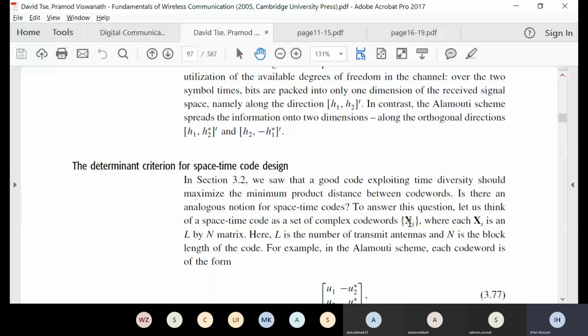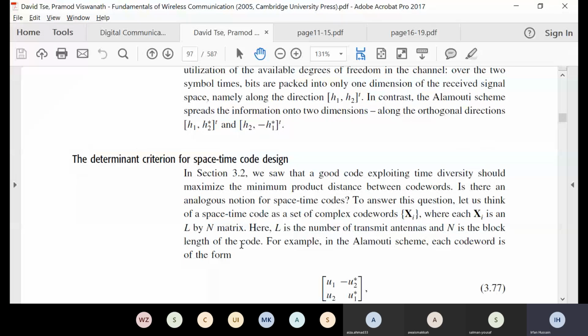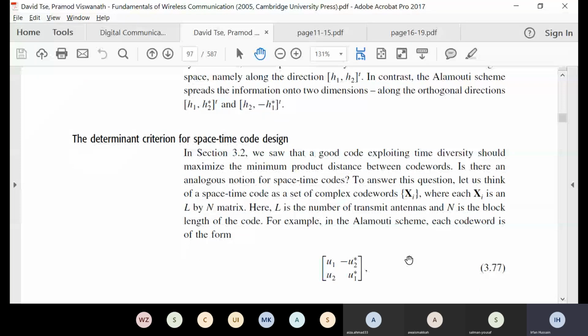So the size of our code will be L cross N, where L will be the number of antennas and N will be the length of the code. For example, in the Alamouti scheme, we were using 2 antennas. So the number of antennas goes as rows, and the number of time slots goes as columns. So its size will be 2 cross 2. But you could have codes, for example using 2 antennas, that have 8 diversity or 10 diversity, so their size will be 2 cross 10.